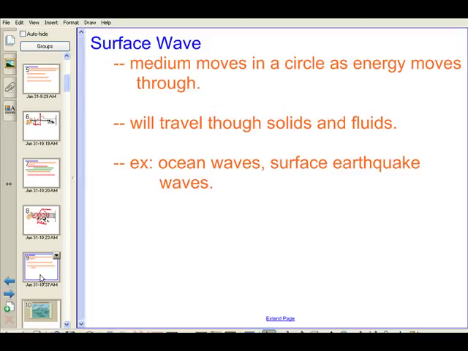And again, these will go through solids, liquids, and gases. I mean, there are waves like this in the atmosphere. There's waves obviously like this in the ocean. Earthquake waves, so it will go through a solid. So these all work. And you can see these waves. These earthquake waves, they're big enough.